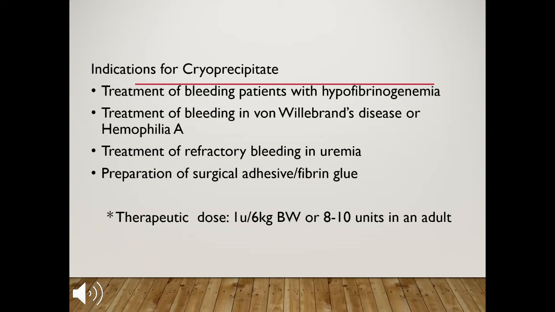What are the indications for cryoprecipitate? One is treatment of patients with hypofibrinogenemia because it has high fibrinogen. Treatment of bleeding in von Willebrand disease, kasi marami rin siyang von Willebrand factor. And hemophilia A patient because it has high factor 8. Treatment of refractory bleeding in uremia. And preparation of surgical adhesive or fibrin glue. How do we compute for the dose? 1 unit per 6 kilogram body weight. So, an average 70 kilogram patient would need 8 to 10 units of cryoprecipitate.